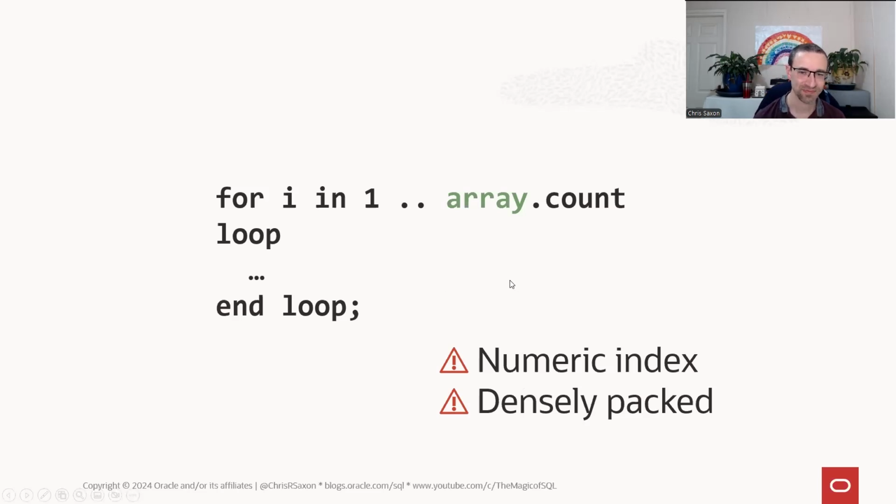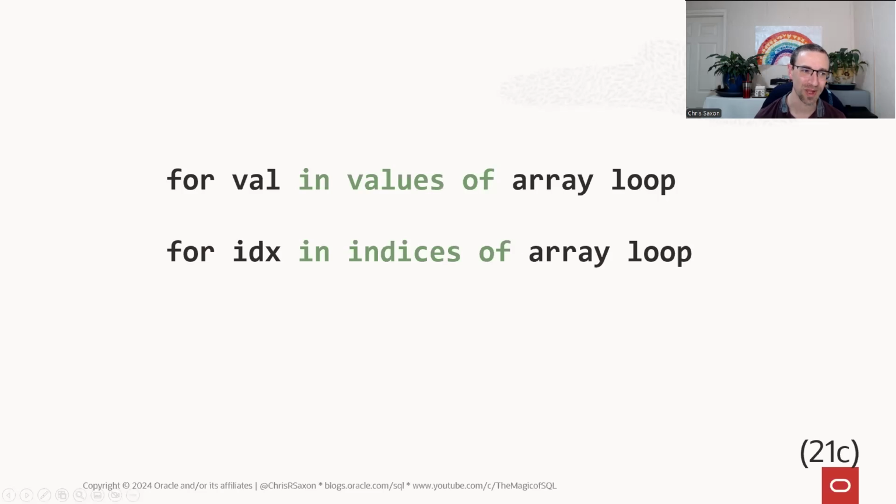So fortunately, there is a much easier way we added in 21C to do this: the values of and indices of clauses. So those of you who are familiar with forall bulk processing have these clauses. It's exactly the same concept. We're saying, look at the values in the array, and we'll set the index loop variable val to whatever those are. Or we can use the indices as well.